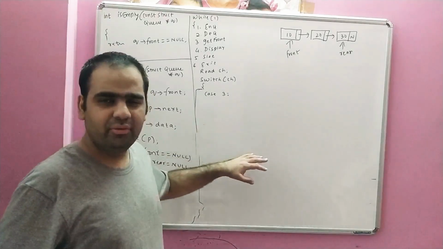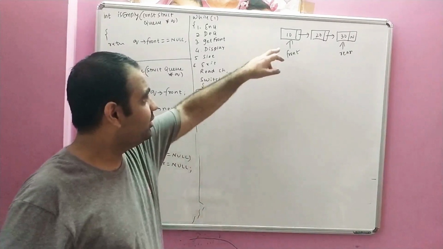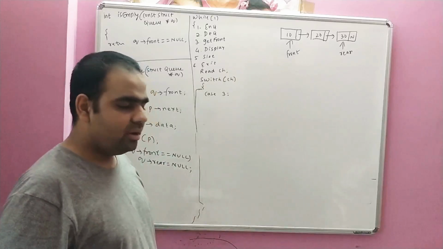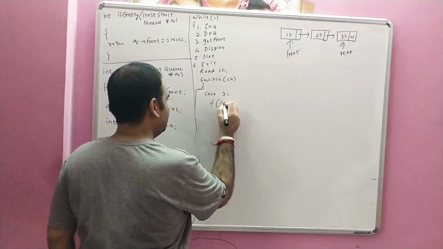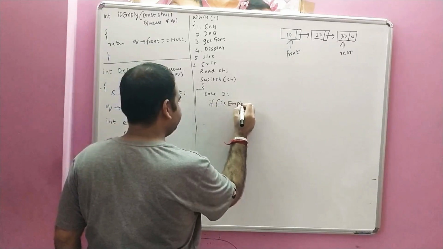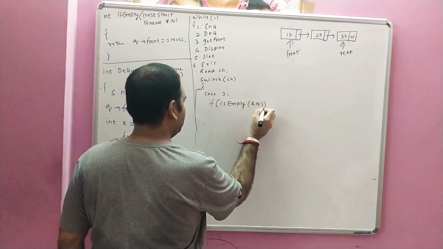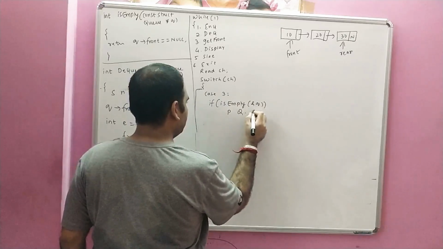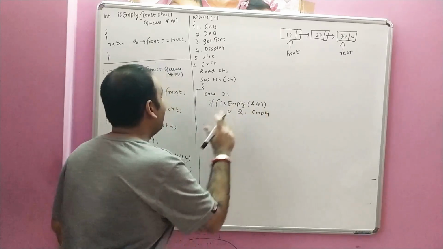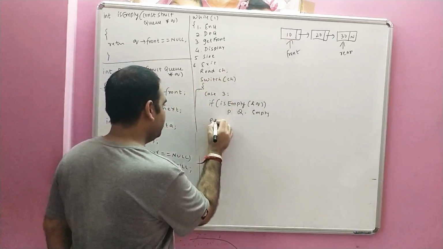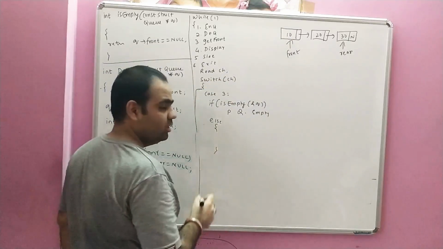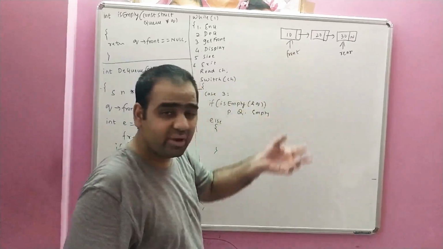Now let us see how do we get the front end of the queue. What is the front end of the queue? 10. Now if the queue is empty, we cannot get the front end of the queue. Therefore again we write over here, if isEmpty of &q, printf "queue empty". Now q arrow front, is it equal to null? No, that means the queue is not empty. Therefore you can get the front end of the queue. Now when you get the front end of the queue, you get 10 as answer.